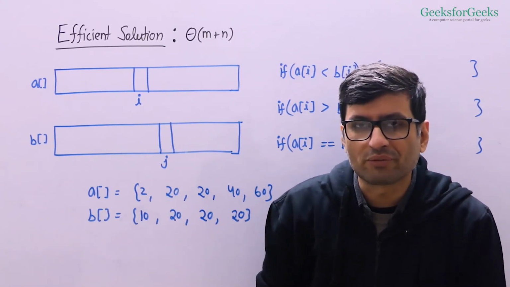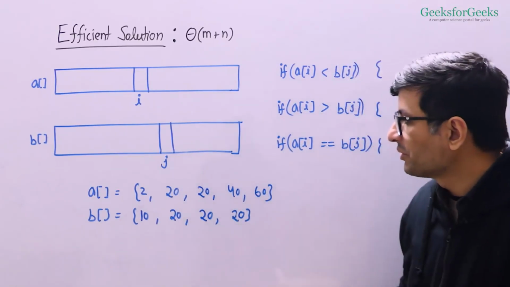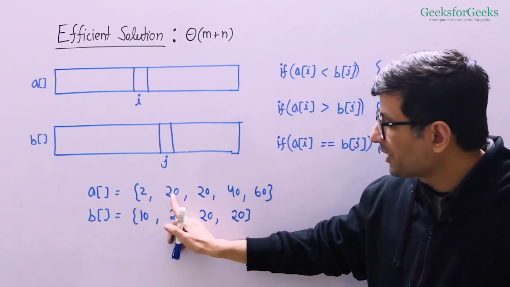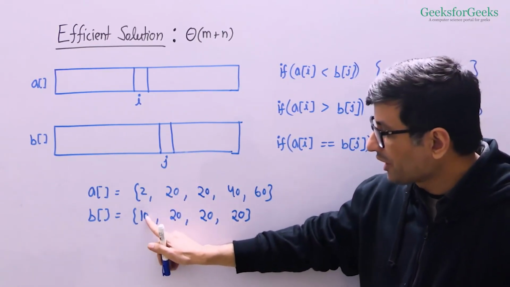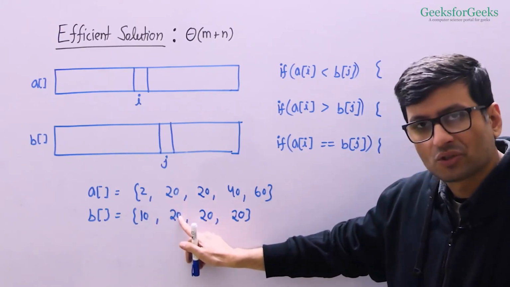The previous solution that we wrote would work for any type of array, sorted or unsorted. Here we are actually using the fact. So if 2 is smaller, we move ahead in this array. We compare 20 and 10 now. Now 10 is smaller, so we'll move ahead in this array. Now 20, 20, they are the same, so we'll print it.